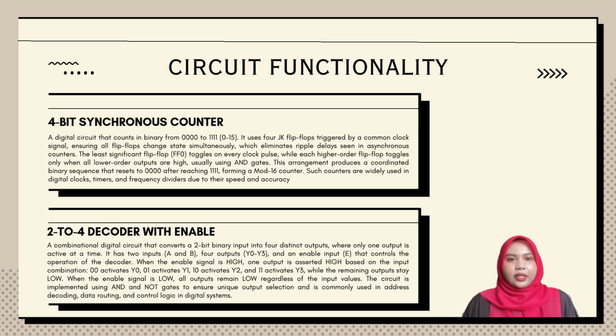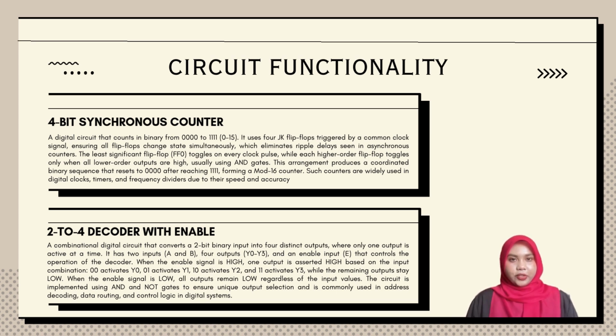The least significant flip-flop, FF0, toggles on every clock pulse, while each higher order flip-flop toggles only when all lower order outputs are high, usually using AND gates. This arrangement produces a coordinated binary sequence that resets to 0000 after reaching 1111, forming a mode 16 counter. Such counters are widely used in digital clocks, timers and frequency dividers due to their speed and accuracy.